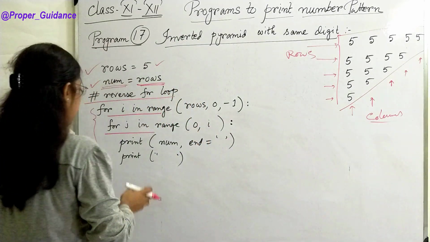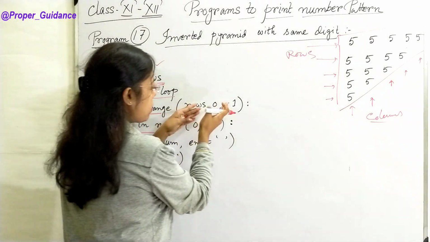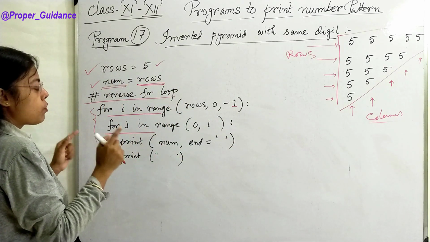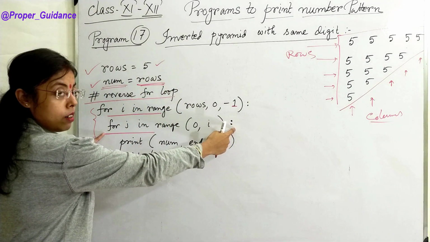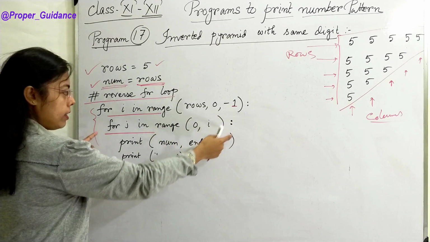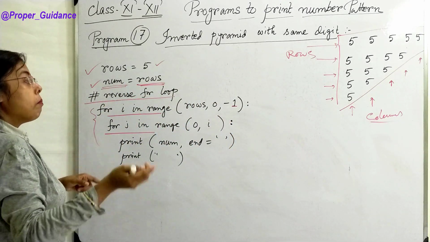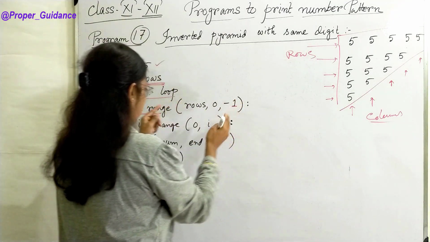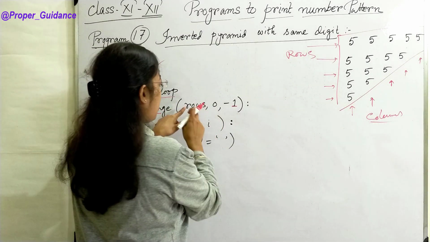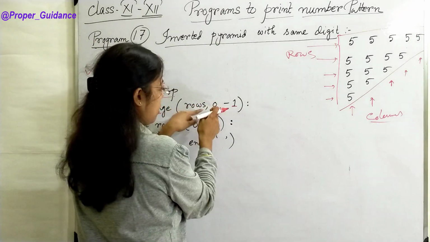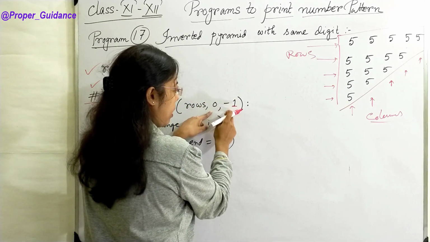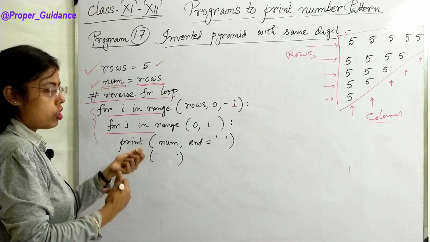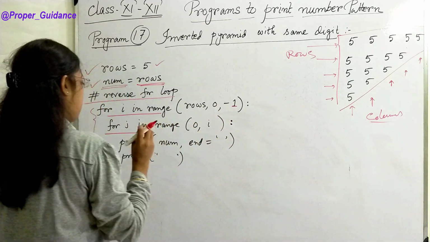Now look at the board. For i in range(rows, 0, -1). Why -1? The general syntax of a for loop is this one: for j in range 0 to i. But when we use a reverse for loop, for reversing it we use the range here, rows to 0, and then there is -1. That is, the values decrease in order, and this is the reverse for loop.